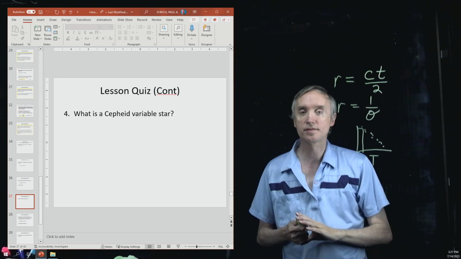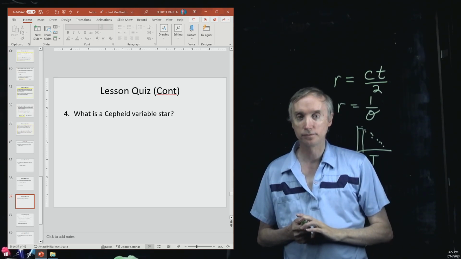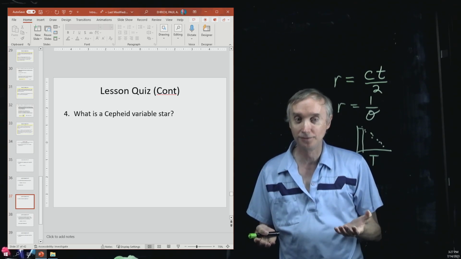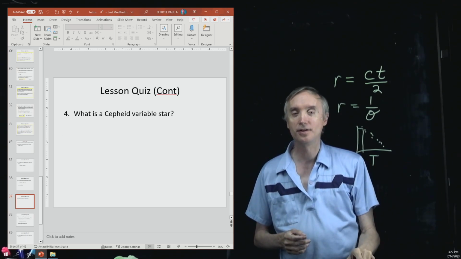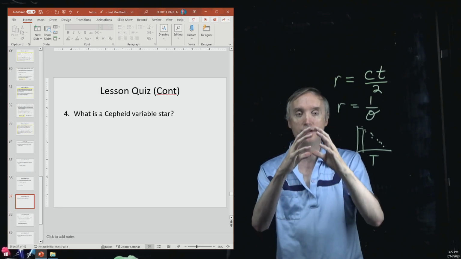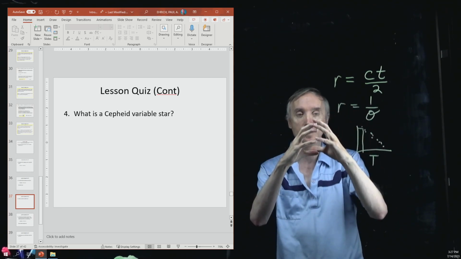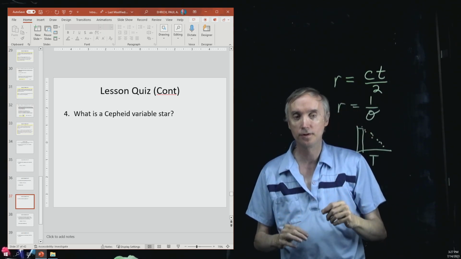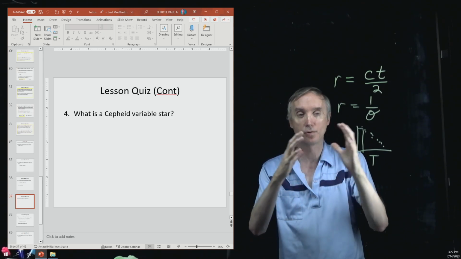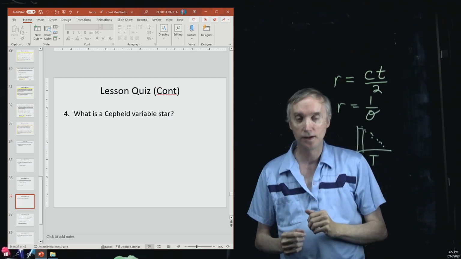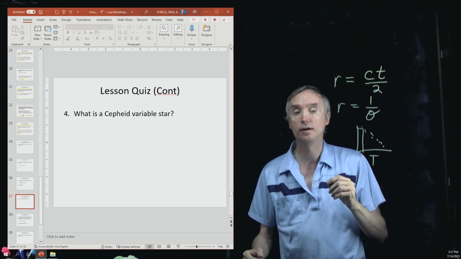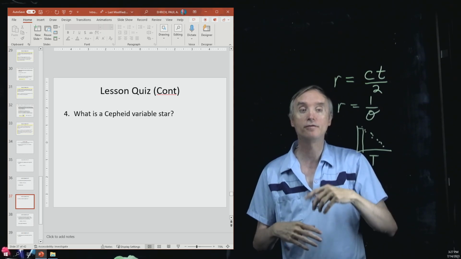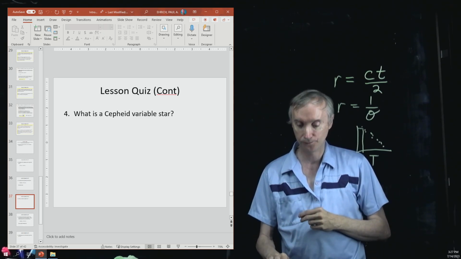All right, what is a Cepheid variable star? Okay, a Cepheid variable star, it's variable, so that's your clue. So it is a star that periodically gets brighter and then dimmer and then brighter and then dimmer again. And we can measure the rate at which they get bright and dim, the period, and then from that we can figure out how bright they are. And then from that, we can figure out how far away they are.